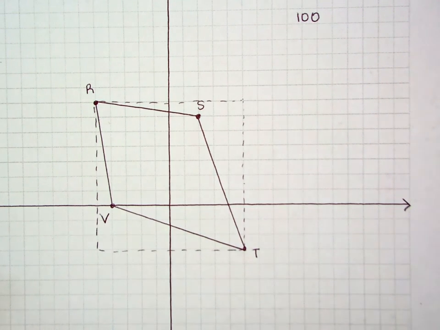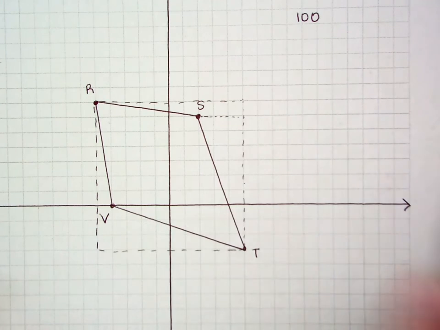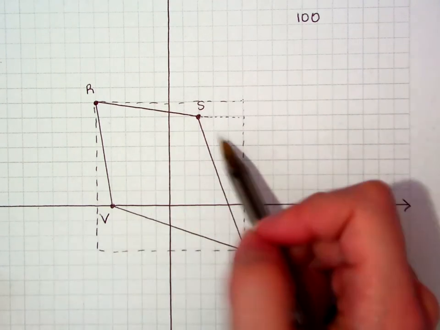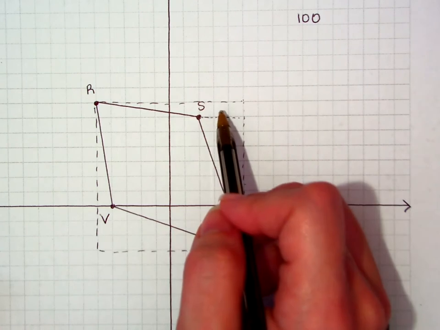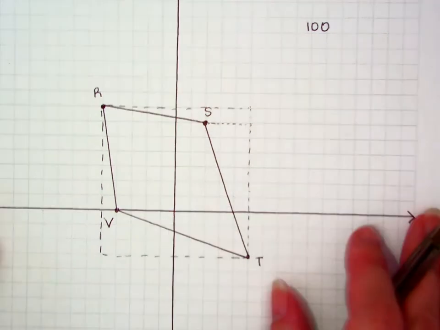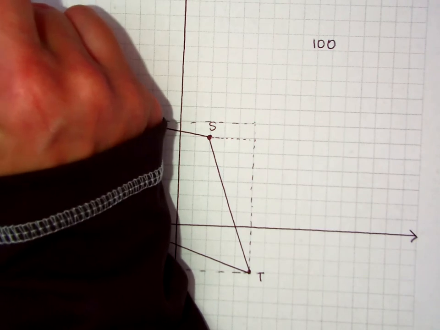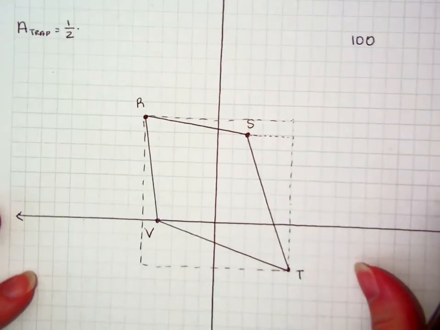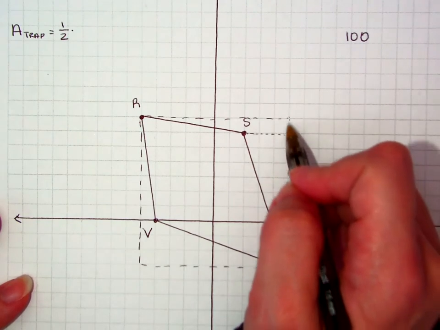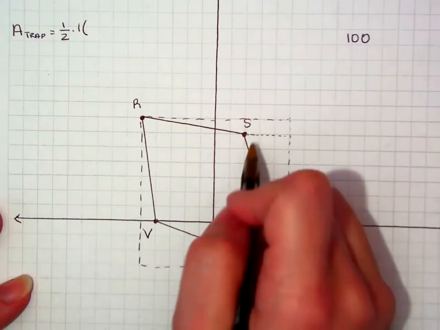So what I'm going to do first is make my first splice right here. That creates a trapezoid and a right triangle. So I'm going to find the area of this trapezoid. Remember the area formula for a trapezoid: area of a trapezoid is 1/2 times the height, times the two bases added together. The height of this trapezoid from base to base is going to be 1.